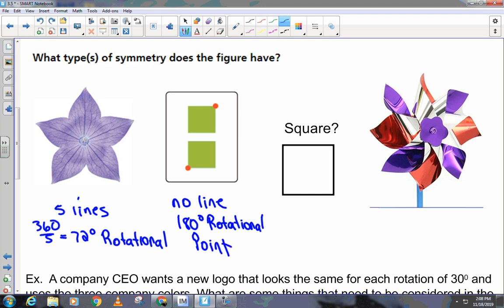Okay, what about a square? How many lines? It would actually have 4, wouldn't it? Because you could go vertically and horizontally, and then in a square you could go diagonally, couldn't you?